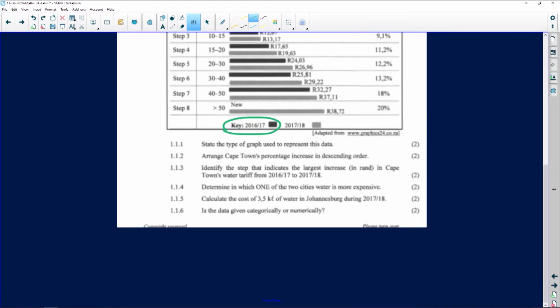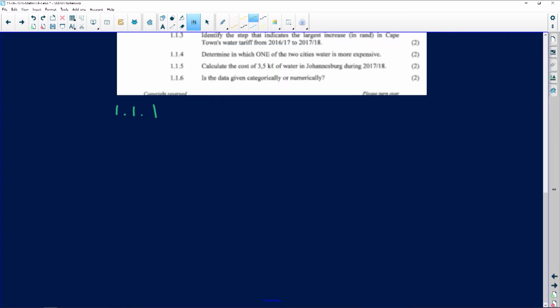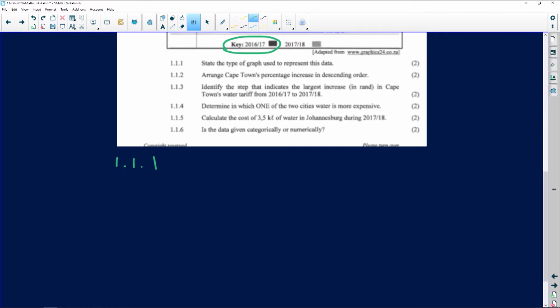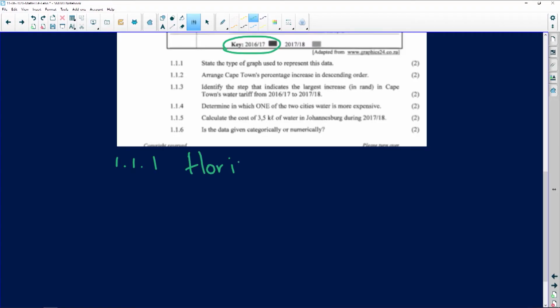So the first thing, 1.1.1, let's look at 1.1.1. That question says to us, state the type of graph used to represent this data. I've already said it. Beautiful. It's a horizontal bar graph. That's all that it is. It's a horizontal bar graph, and we are comparing the two categories between each other, the 2 years between each other. So horizontal bar graph.